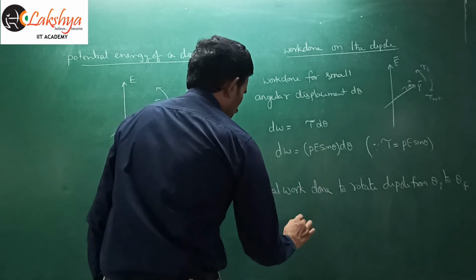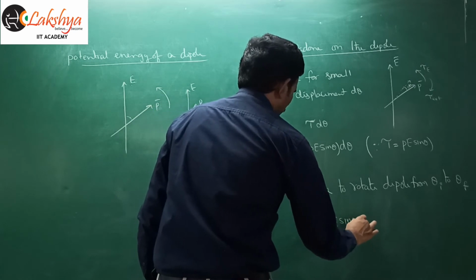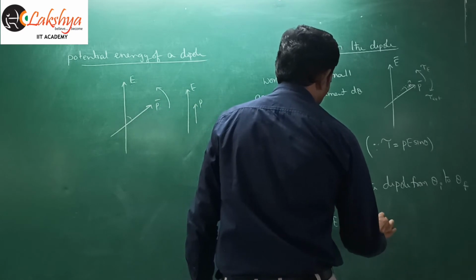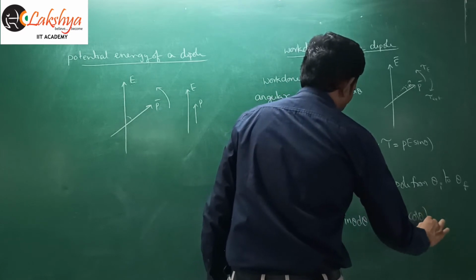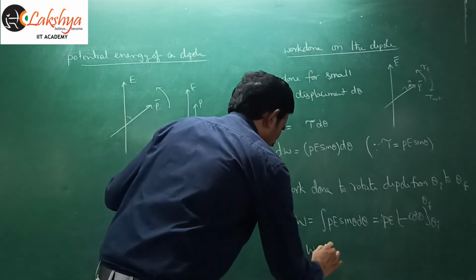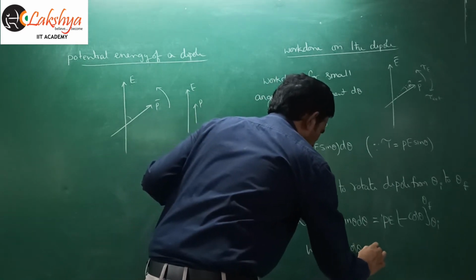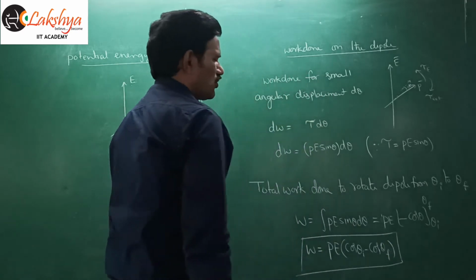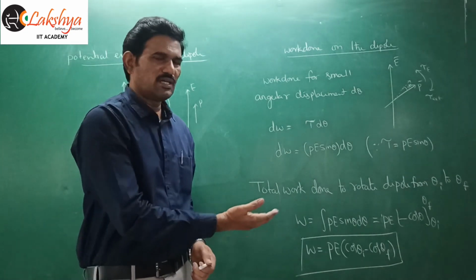Now we need to do this integration. The integral of P E sin theta d theta, and P E is constant, so you can write it outside. Then the integral of sin theta gives minus cos theta, and the limits are from initial to final. Therefore this work done I can write as P E times cos theta initial minus cos theta final. This is the amount of work done by the external agent in displacing the dipole from theta initial to theta final.